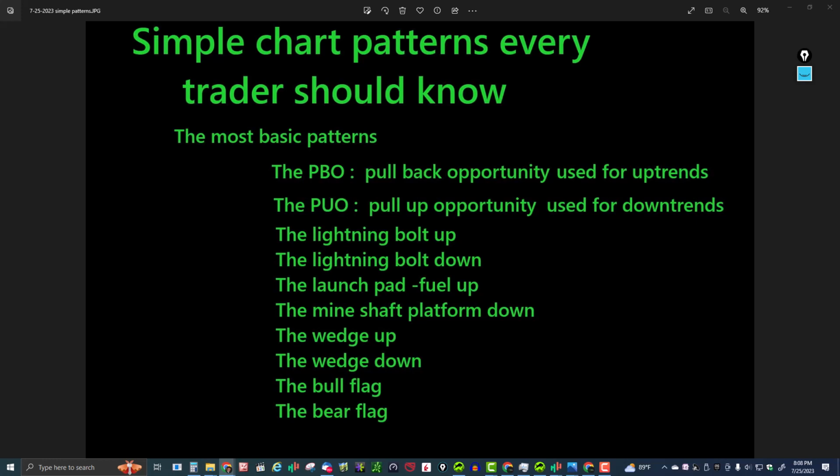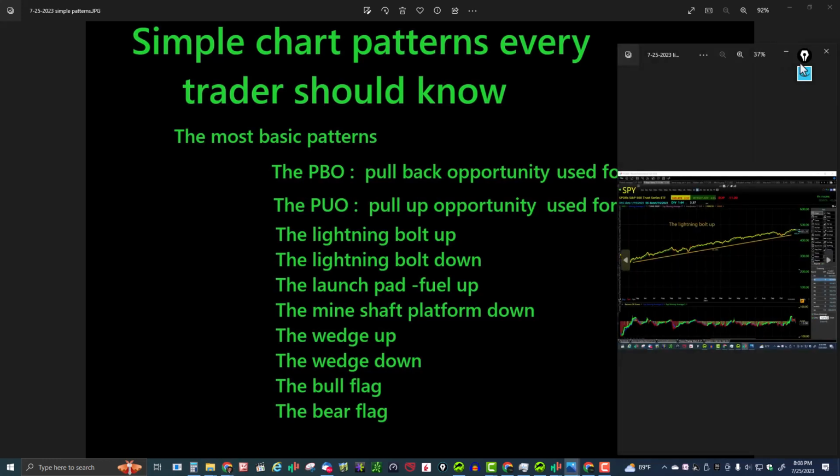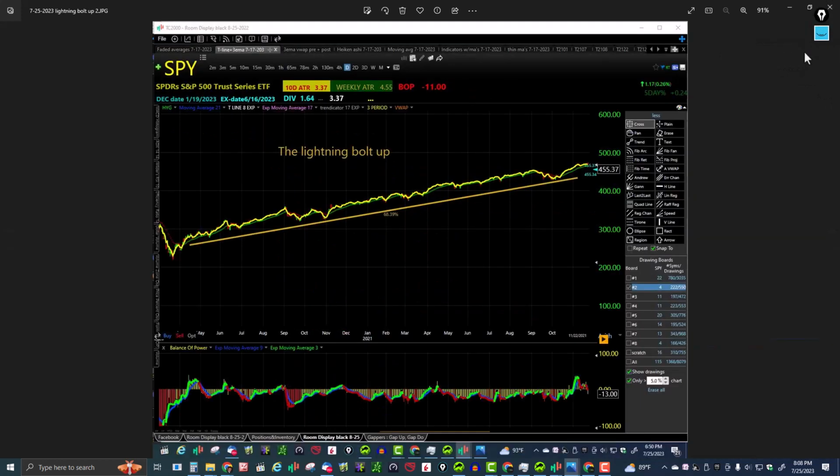All right, let's start with the lightning bolts. Let me move this up. So here's the lightning bolt up. Notice right here, it goes up, pulls back, goes up, pulls back, goes up, pulls back, goes up, pulls back. This is my holy grail indicator right there. That's the trend line, and it's nothing special.